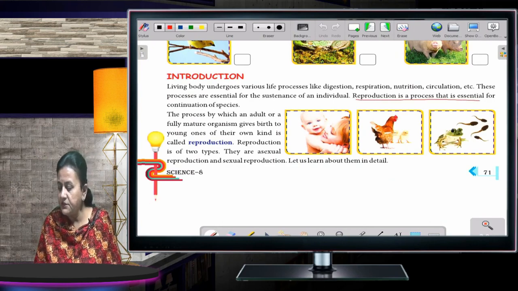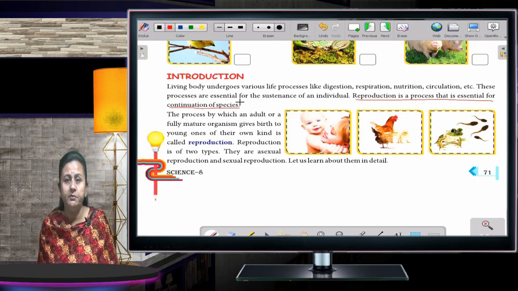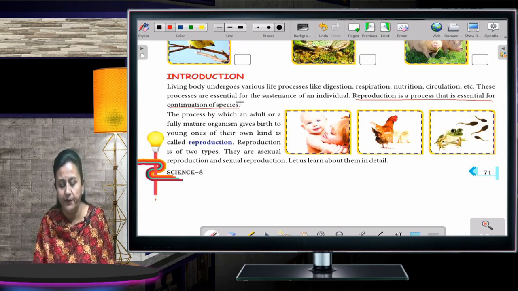Reproduction is a process that is essential for the continuation of species. It is very important. In case reproduction is not there, the next generation would not be there and the species would become extinct. Okay, so with the help of reproduction, the species keep on continuing. The process by which an adult or a fully mature organism gives birth to young ones of their own kind is called reproduction.